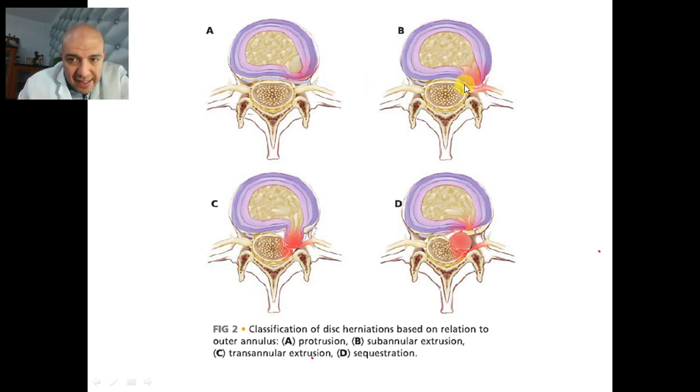If it pierces the annulus fibrosus, just to the border of the annulus fibrosus, or extends beyond the border but is still connected to the nucleus pulposus material, it is called extrusion. These two parts are extrusion, and this is sequestration. Sequestration is a part separated from the nucleus pulposus.